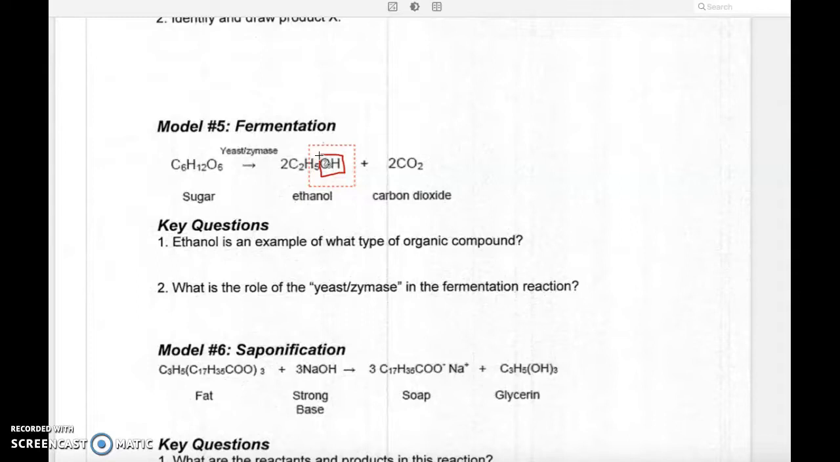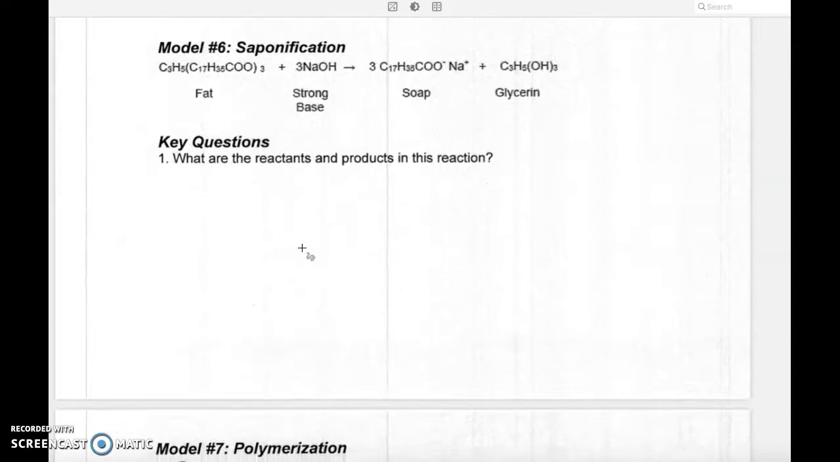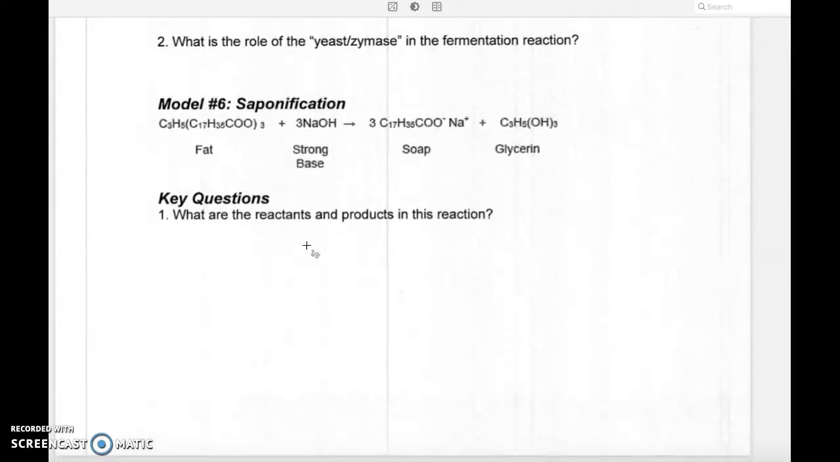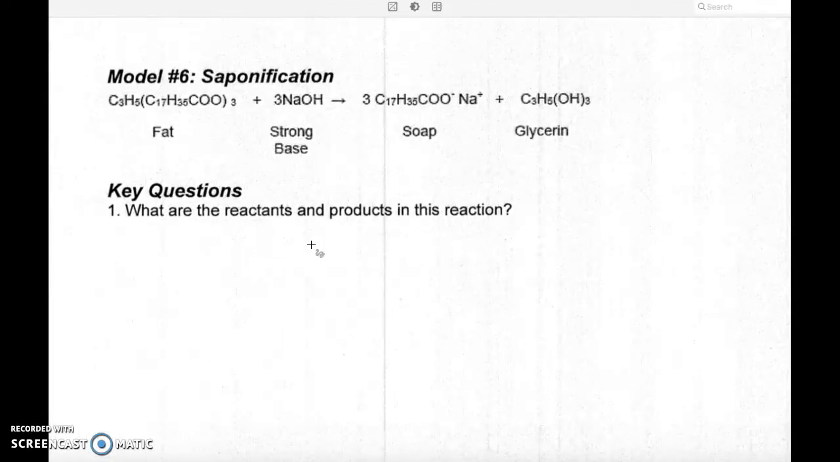Now, my second to last one. Is this my second to last one? I think so. Yeah. So my last one happens to be saponification. And do not ever worry about knowing what the reaction is, or knowing what the actual formula is. Just focus on the name, because I love the name. Saponification, right?